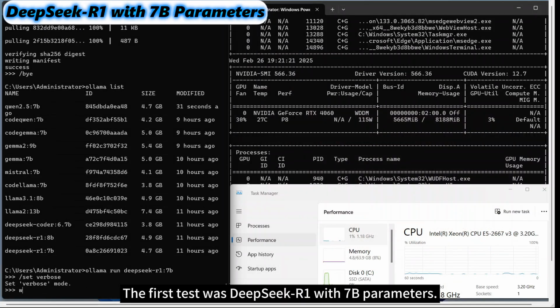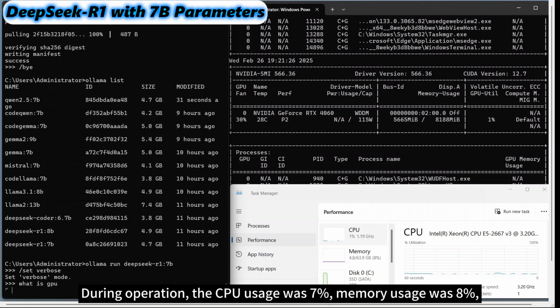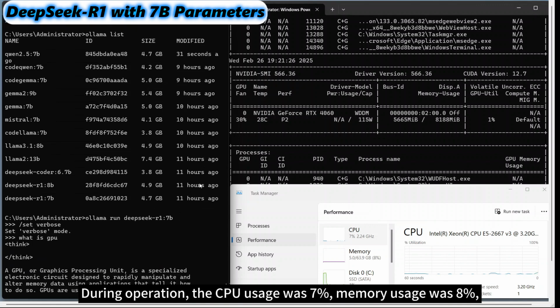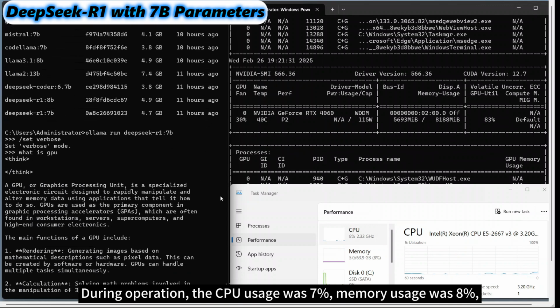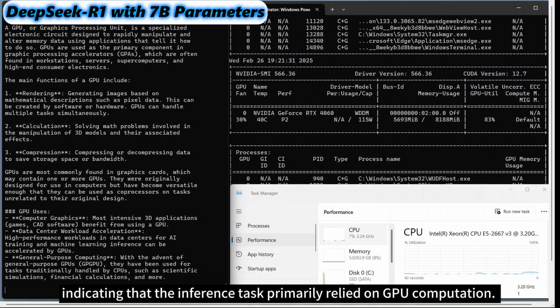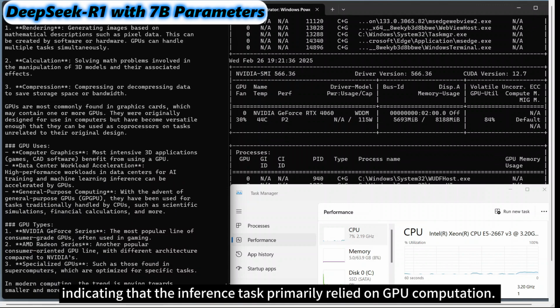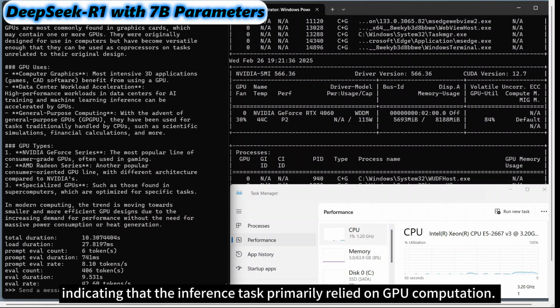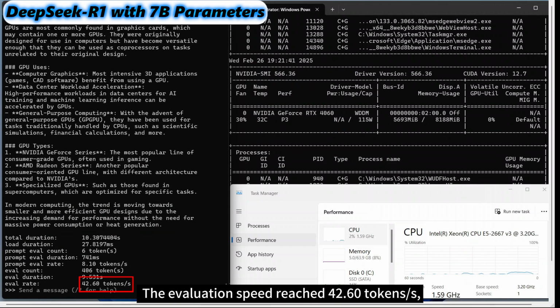The first test was DeepSeek R1 with 7 billion parameters. During operation, the CPU usage was 7%, memory usage was 8%, and GPU utilization reached 83%, indicating that the inference task primarily relied on GPU computation. The evaluation speed reached 42.60 tokens per second, demonstrating stable performance.